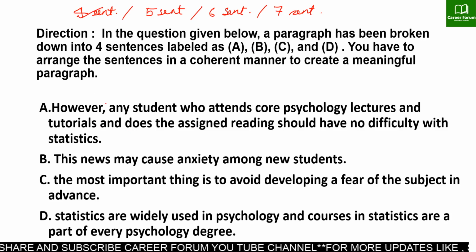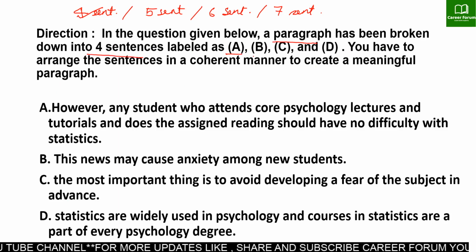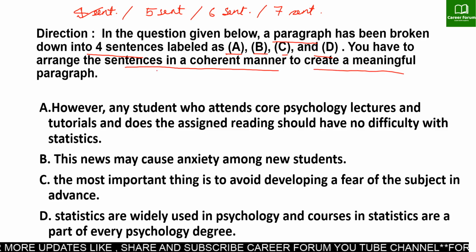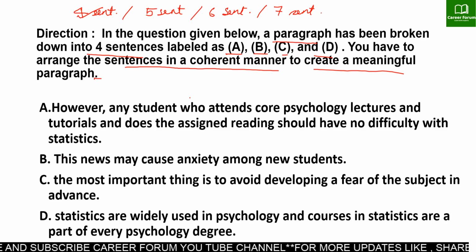Let us see how we need to solve this paragraph. Let us first see the direction. In this question given below, a paragraph has been broken into 4 sentences labeled as A, B, C, and D. You have to arrange the sentences in a coherent manner to create a meaningful paragraph. These sentences are randomly arranged. We need to arrange these sentences in a coherent manner to create a meaningful paragraph. So let's solve this question.